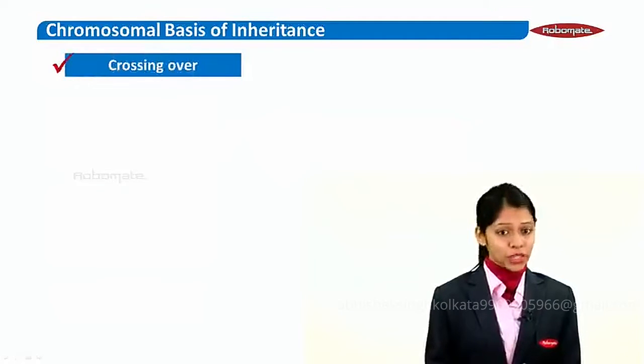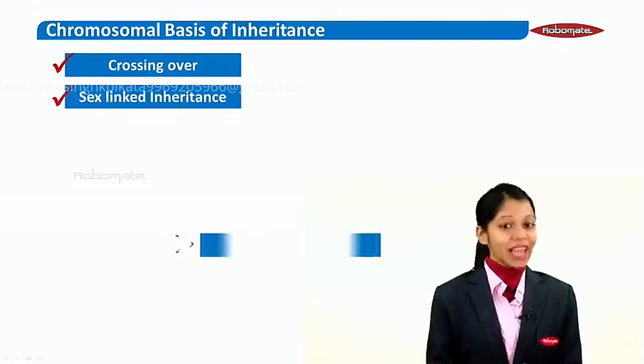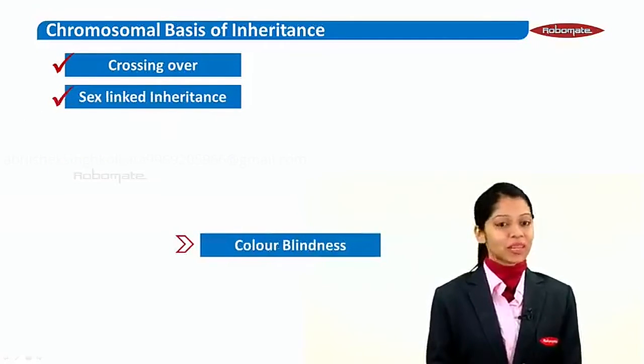So my dear students, in this module we have discussed crossing over and sex-linked inheritance. In the next module we will be discussing color blindness.